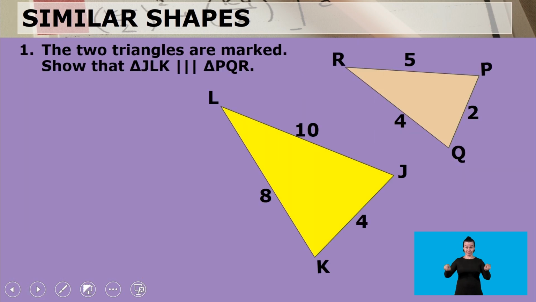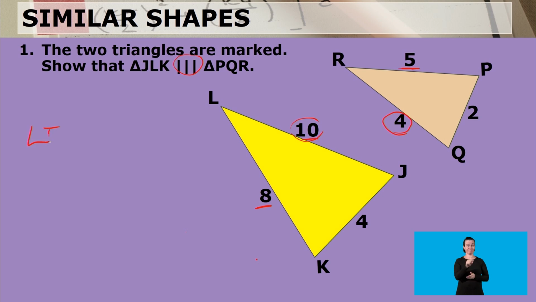Okay, let's look at a typical question. The two triangles are marked. Show that triangle JLK is similar, that is the symbol for similar, to triangle PQR. Let's look at the two triangles, and what do you see in our markings? You see that the sides have been marked. So let's look at those sides, and what do you notice? This one is 10, that side is 5. When you look at the other one, this side is 4, that one is 8. So let's look at a ratio we could use there.